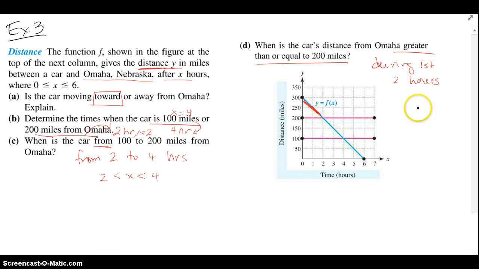And we could, I guess, put that as an inequality. When time is between 0 and 2 hours, it's greater than or equal to 200 miles, so we're going to include the second hour as well. So between 0 and 2 hours is when the car was 200 miles or greater away from Omaha.